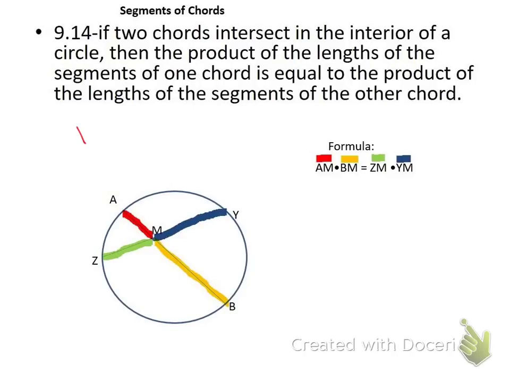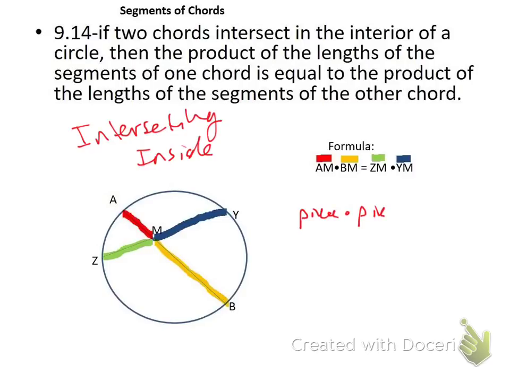So again, these are intersecting inside the circle. Right? And when that happens, AM times MB equals ZM times MY. Another way to look at this is piece times piece equals piece times piece, right? Kind of like what we did with our right triangles. But if you multiply the pieces of each chord together, they should be equal to each other. Okay?